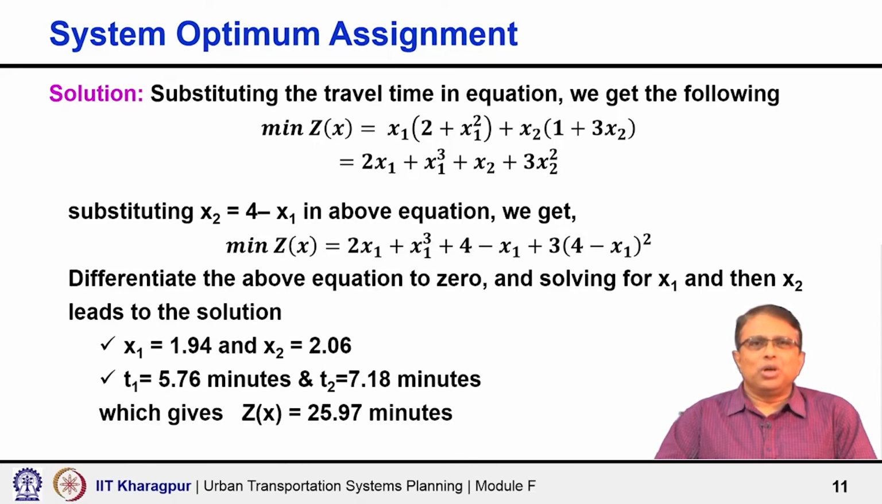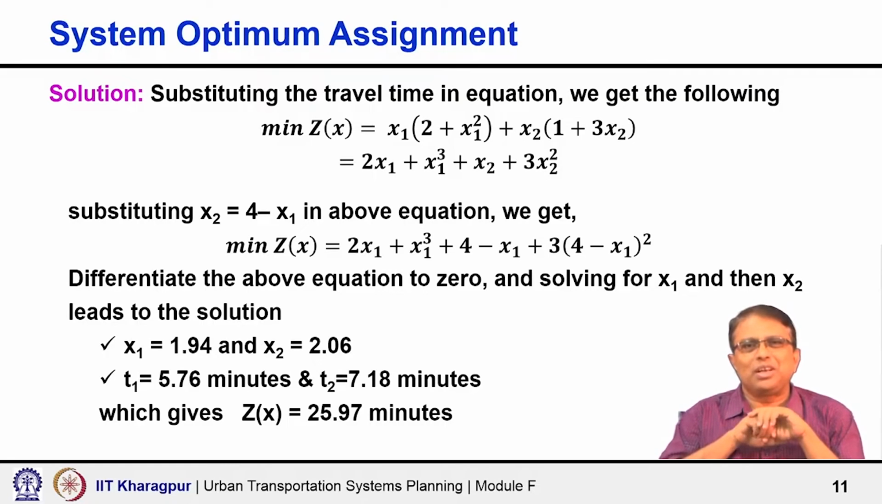We got now 1.94 and 2.06. Also see, this solution is not the user equilibrium solution. Why do I say that? Look at the corresponding travel times. T1 is 5.76 and T2 is 7.18. Travel time on both routes are not equal.